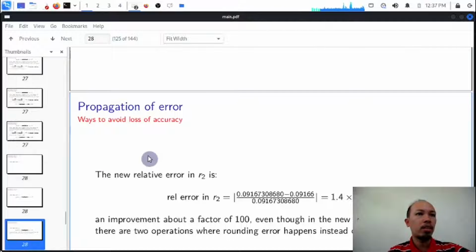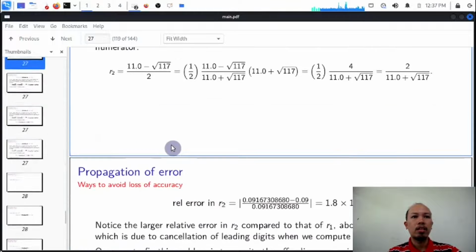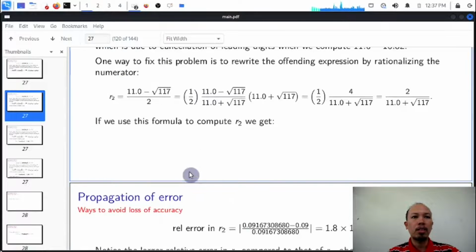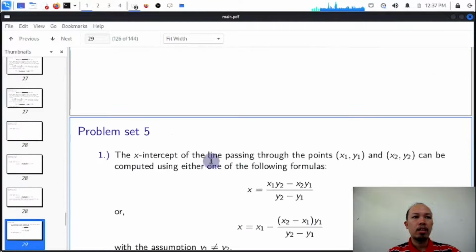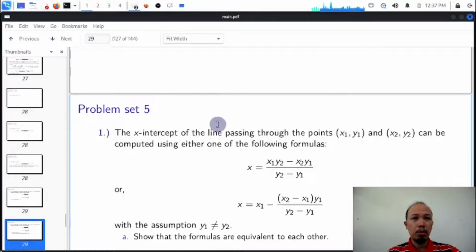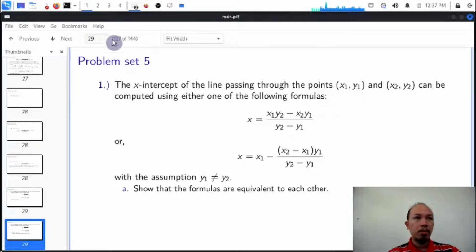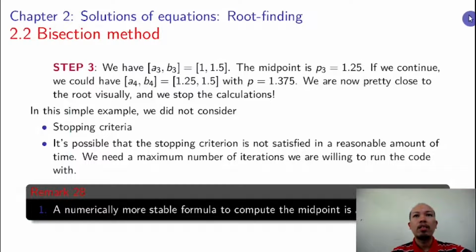Okay, I think somewhere in this one, ways to avoid loss of accuracy. Okay, this topic here. And I think somewhere in your problem set, you are able to apply those topics that we did before. So anyway, if you use A minus B divided by 2, it will be okay. But if you simplify this, this will become A minus B over 2. But I guess this formula is much more stable if you have maybe 20 or more iterations.